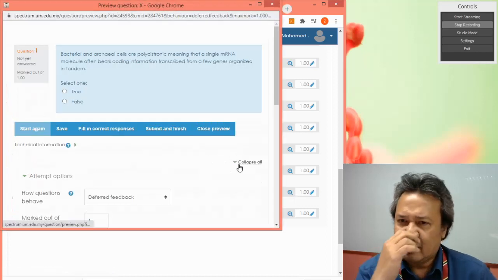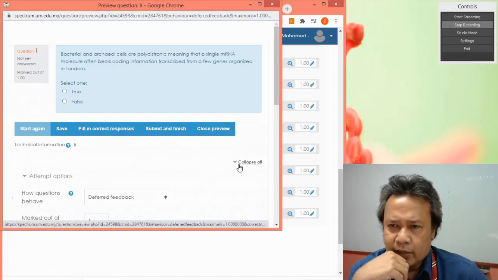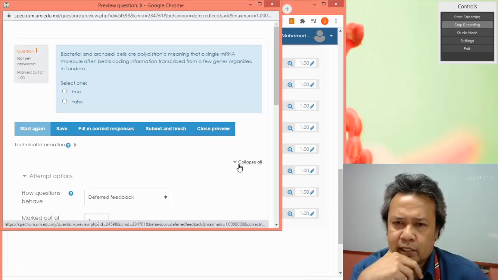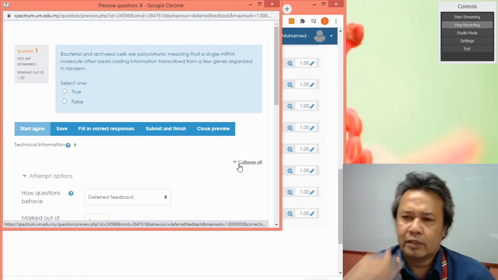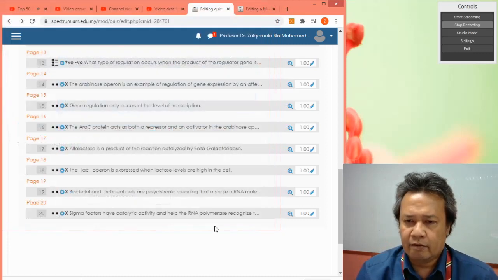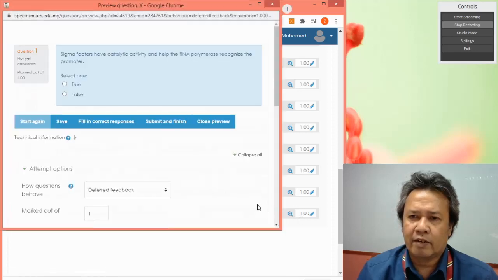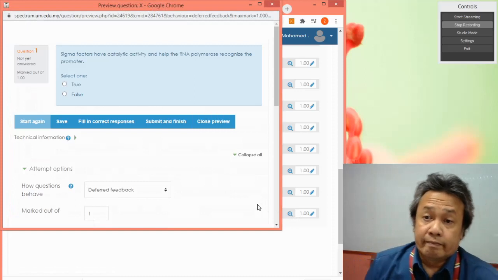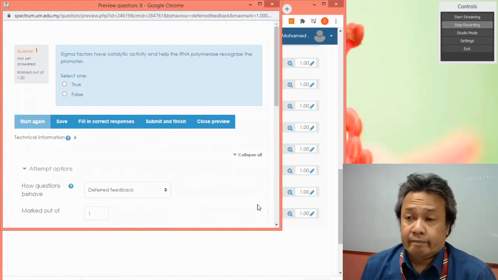Bacterial and archaeal cells are polycistronic, meaning that a single mRNA molecule often carries the coding for the transcripts of a few genes in tandem. This is true. This is correct. And finally, sigma factor has catalytic activity and helps RNA polymerase bind to the promoter. Yes, true.